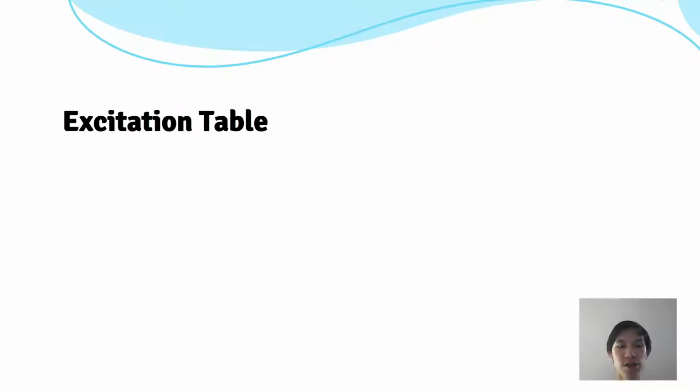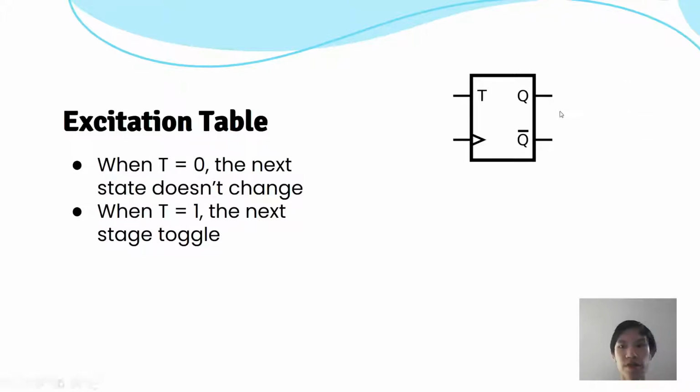And for the excitation table, it is a table that shows the next output or step when different inputs are entered with different initial conditions. To draw the excitation table, we need to know how a T flip-flop functions first. And this is a T flip-flop. When T is equal to 0, the next state Q doesn't change. But when T is equal to 1, the next state Q will toggle.